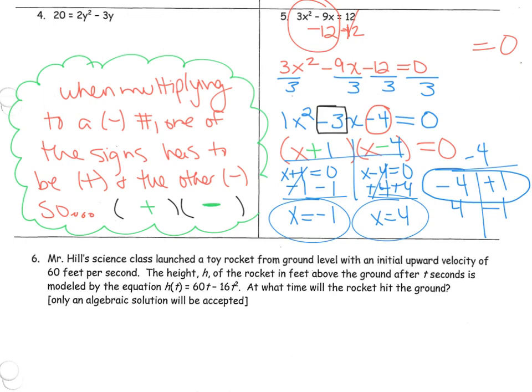Okay, and you should have gotten x to be negative 1 and x to be negative 4.